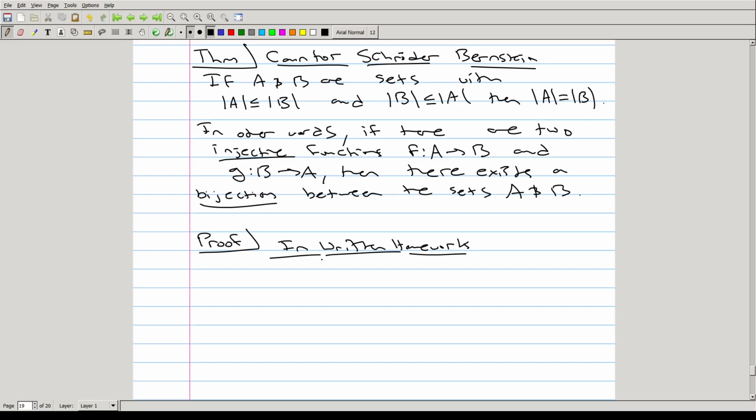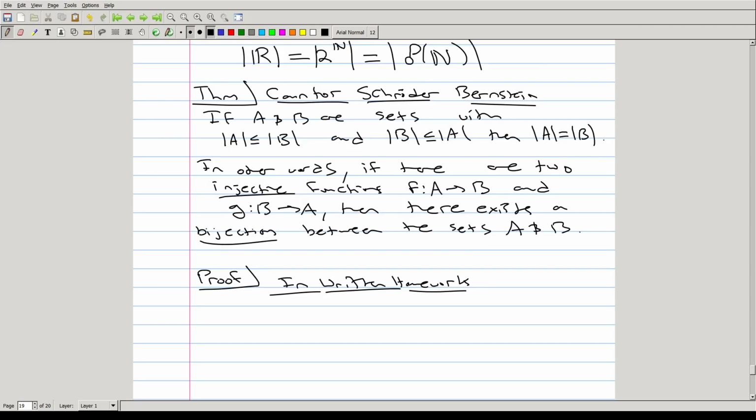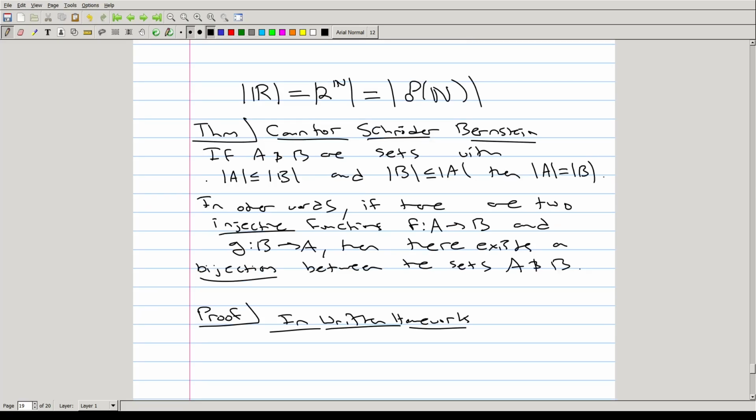But what it's basically saying is that if you have two sets that you're trying to show are in bijection with one another, if you can find an injection from one set to the other and vice versa, then this is good enough for showing a bijection between these two sets, which is very, very neat.